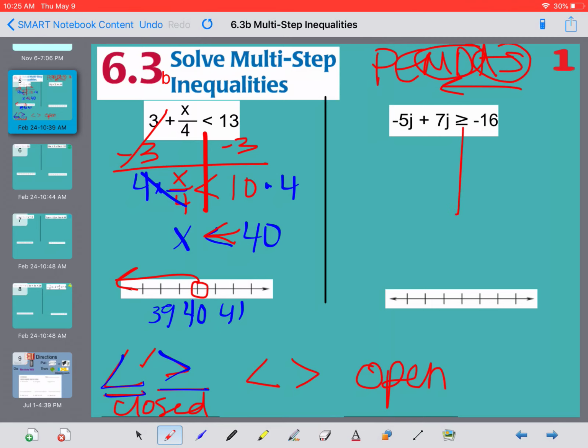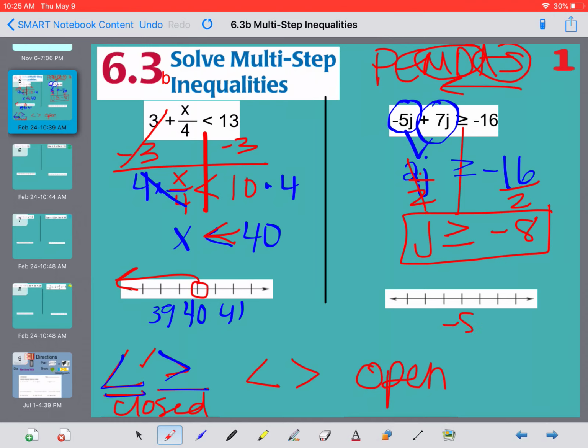All right, next two-step. This one we need to combine our like terms as our first step. We have a negative 5j and a positive 7j. There are more positives. There's 2 more positives. 7 minus 5 is 2. 2j is greater than or equal to negative 16. And then we need to divide by 2 on both sides. That gives us j is greater than or equal to negative 8.